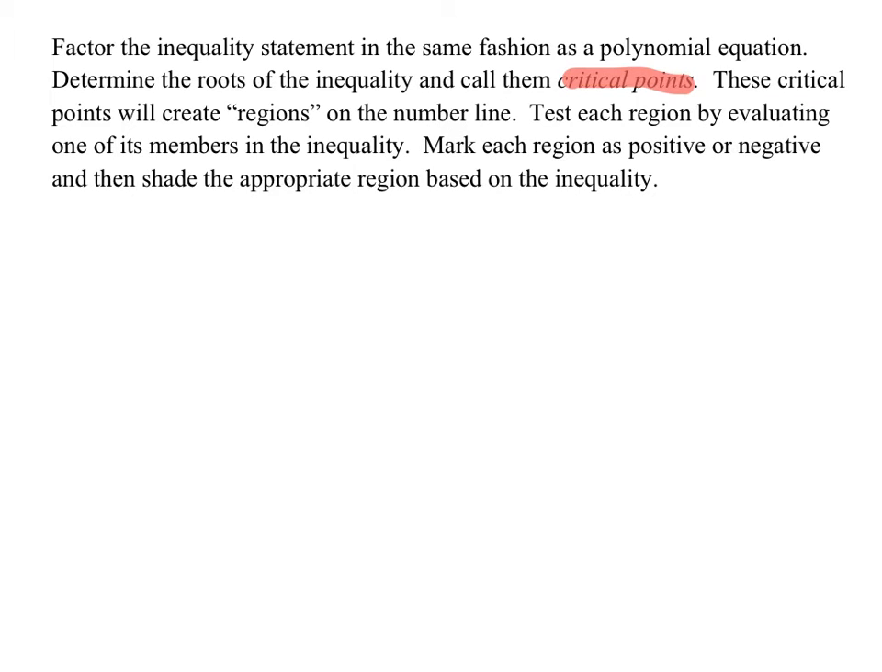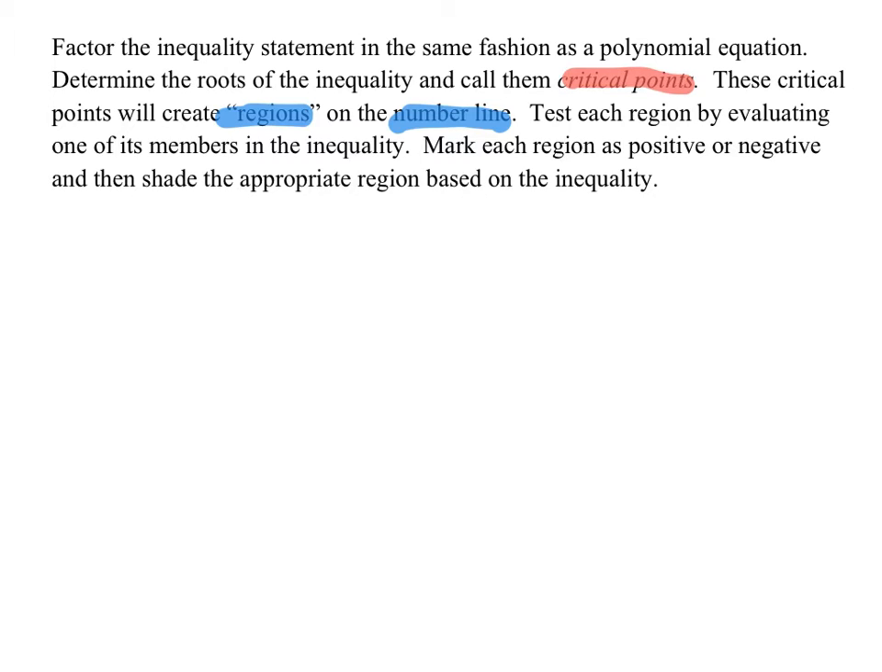So we need to identify these things called critical points. What the critical points do is they act as boundaries. Each of these acts as a boundary, and the boundary can limit the solution that you're going to get as an answer. We're going to mark the critical points on a number line, and they're going to create boundaries, and as a result, you'll have several regions that you can test.